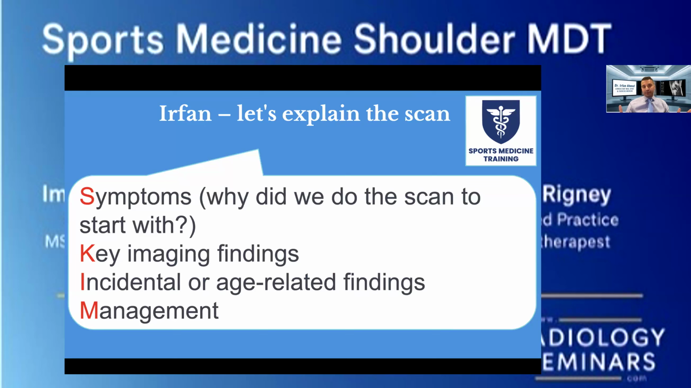Now you've got a scan in front of you. We've got calcific tendinopathy, a suspected SLAP tear, and a bit of frozen shoulder or adhesive capsulitis. Where on earth do we go with this scan? Because the report sounds like there's a whole lot going on.